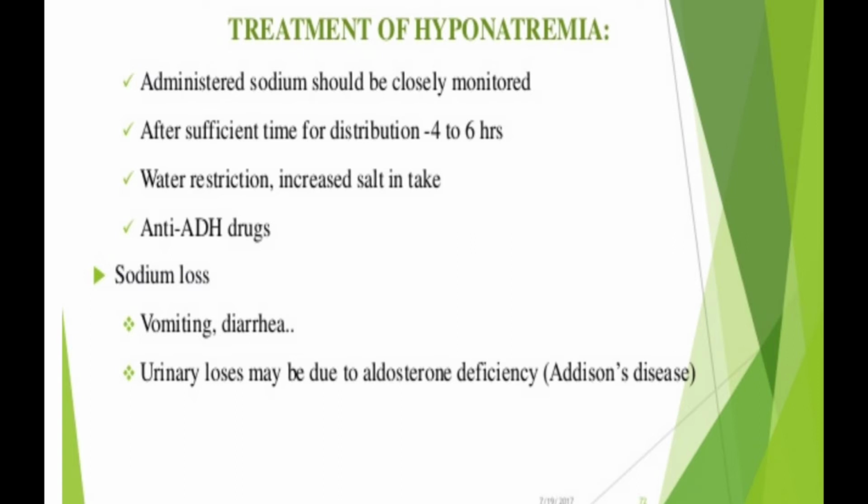Okay, so sodium loss usually occurs by vomiting and diarrhea. Urinary loss may be due to aldosterone deficiency, that is Addison's disease. Aldosterone is mainly required for blood pressure maintenance. In Addison's disease, urinary loss of sodium is significant. Okay.